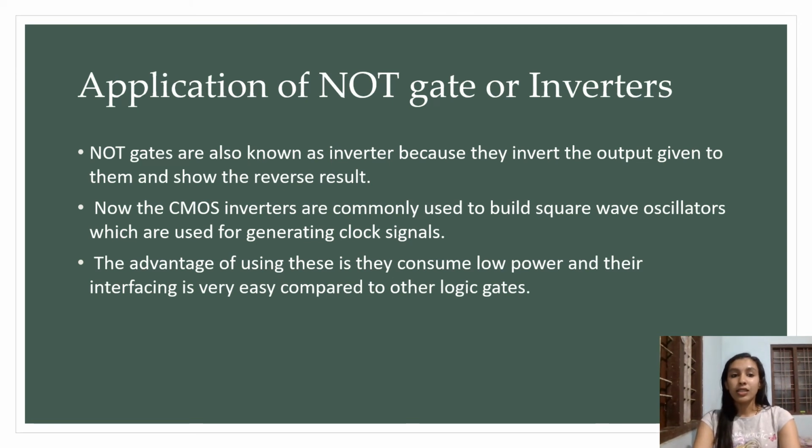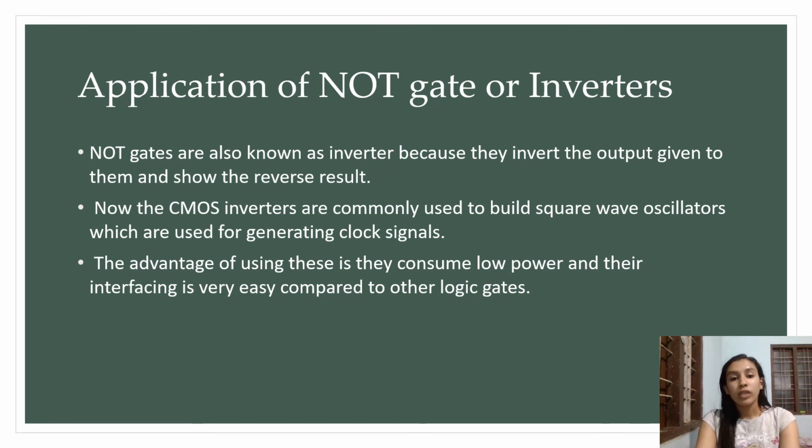The next one is the application of the NOT gate or inverters. We know that a NOT gate basically complements the input that we have given. For example, if we give input as 1, the output will be 0. So NOT gates are also known as inverters. This is because they invert the input given to them and show the reverse result.